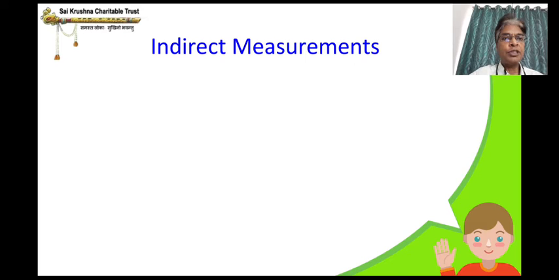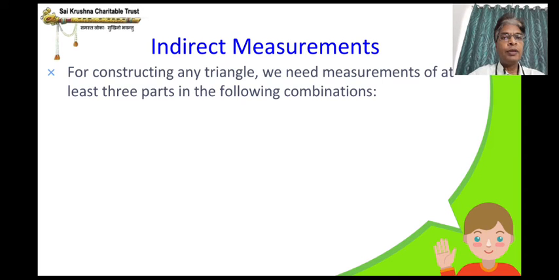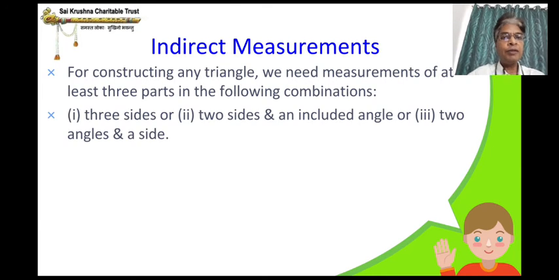Something called indirect measurements we are going to learn. For constructing any triangle, we need measurements of at least 3 parts in the following combinations. All of you know this very well. I am not going to explain in detail. These 3 sides you need: AB, BC and CA, or you need 2 sides like AB and BC, in which case the included angle B. If it is AB and BC, you need included angle of B, or if it is AC and BC, then you need an included angle of C. I think you all remember this very well.